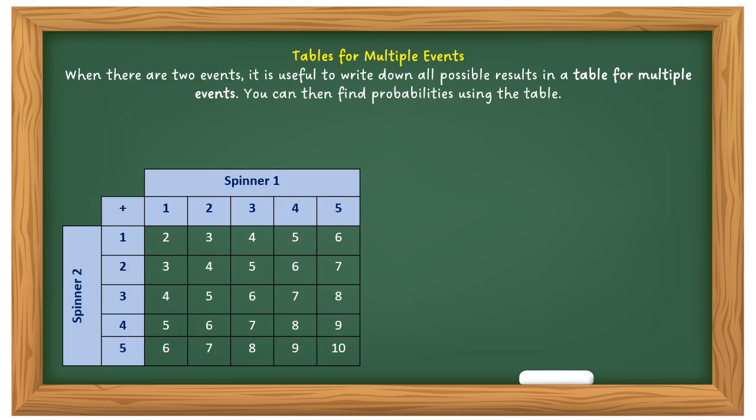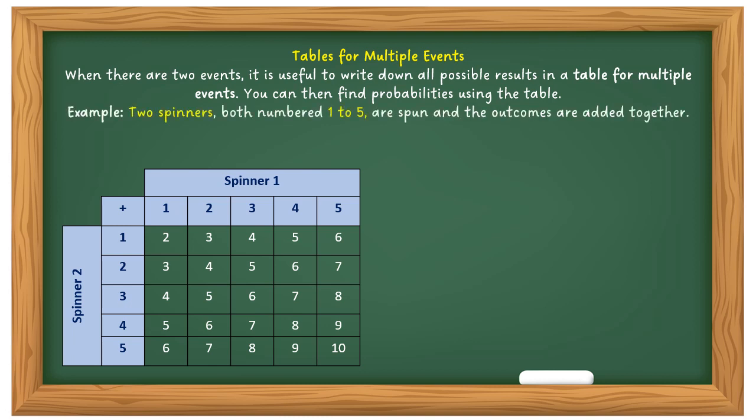When there are two events, it is useful to write down all possible results in a table. For multiple events, you can find the probabilities using the table. So here's an example. Two spinners, both numbered 1 to 5, are spun and the outcomes are added together. So there are your two spinners, and there are all the outcomes added together. You can see 1 plus 1 is 2, 1 plus 2 is 3, and so forth. Now, what is the probability that the result is a 7?